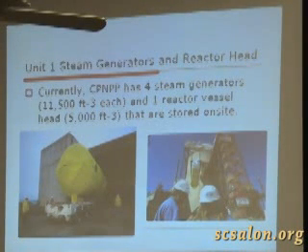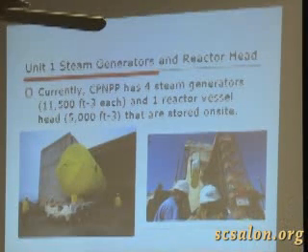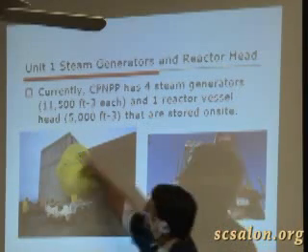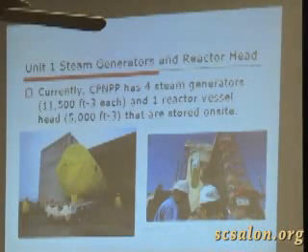Okay, Unit 1 steam generators and reactor head. We currently have the 4 steam generators, about 11,500 cubic feet each, and the 1 reactor vessel head at 5,000 cubic feet that are stored on site. They're stored in this cement mausoleum. That's the one that's getting placed in there for storage at that time.